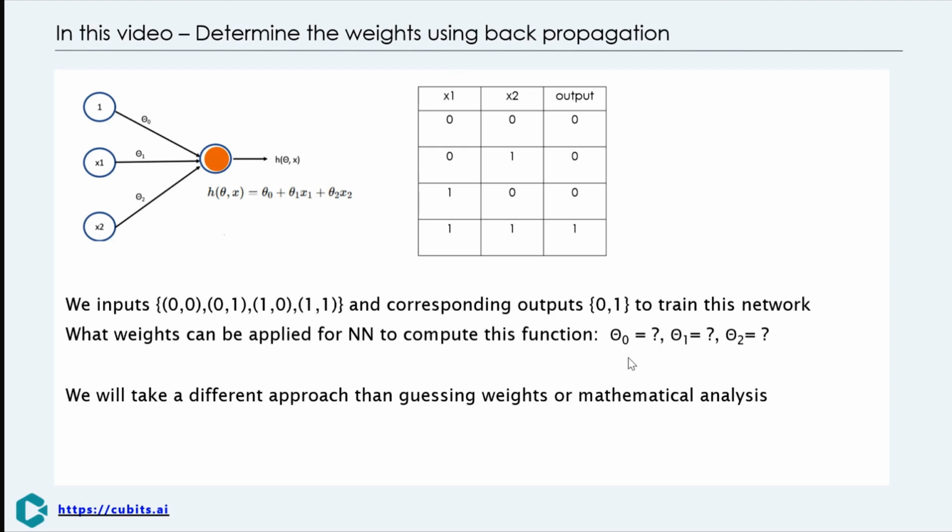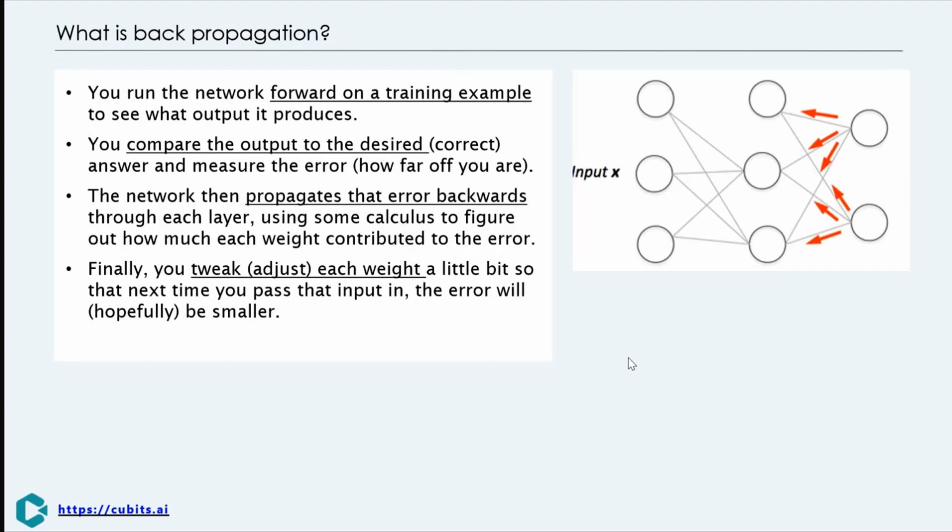We have 4 pairs of inputs and the outputs are given as 0 or 1. We'll take a different approach than guessing weights or mathematical analysis. The method called backpropagation is more scalable and practical. So what's backpropagation? Mostly you run the network forward on a training example to see what output it produces. Then you compare the output to the desired output to see how far off you are. For example, if you predicted 0 and the actual output is 1, then we are off. We need to increase the predicted value by going backwards and gradually adjusting the weights.